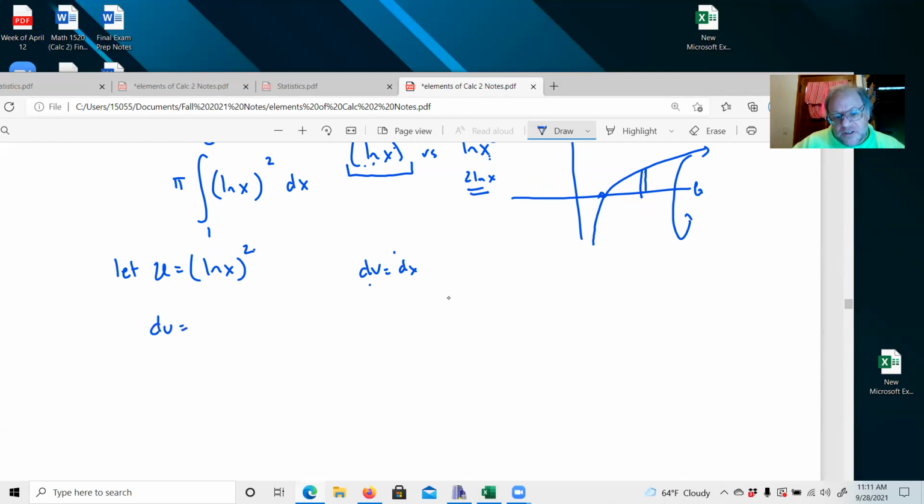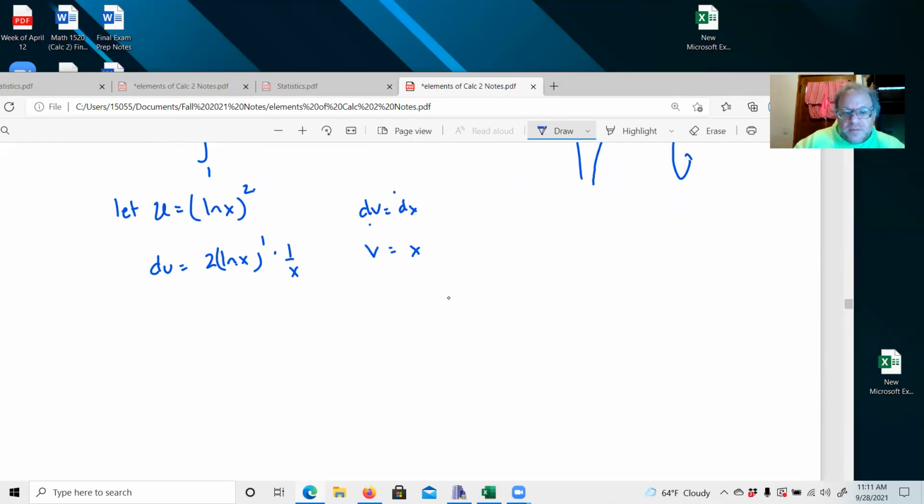Chain rule, right? The 2 comes down in front, 2 natural log x. This comes into a 1, so we won't have to write it. And then it's chain, right? We have to do chain rule, so that's just 1 over x. Integrate dx, we get x. All right? So remember, it's across, diagonal, and then across. Okay? So this is going to be pi.